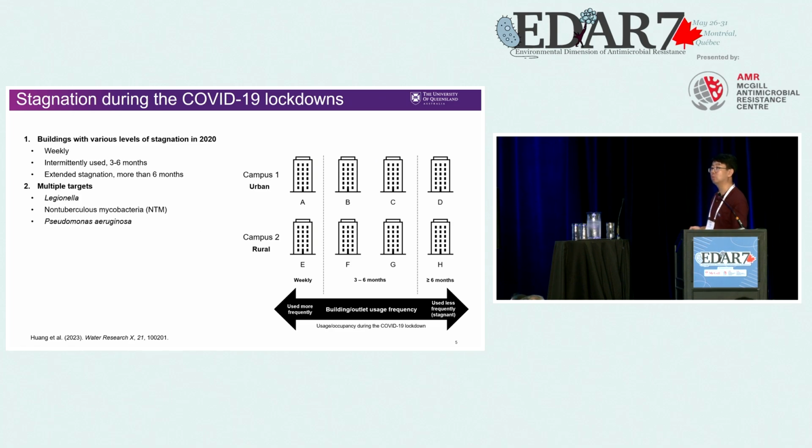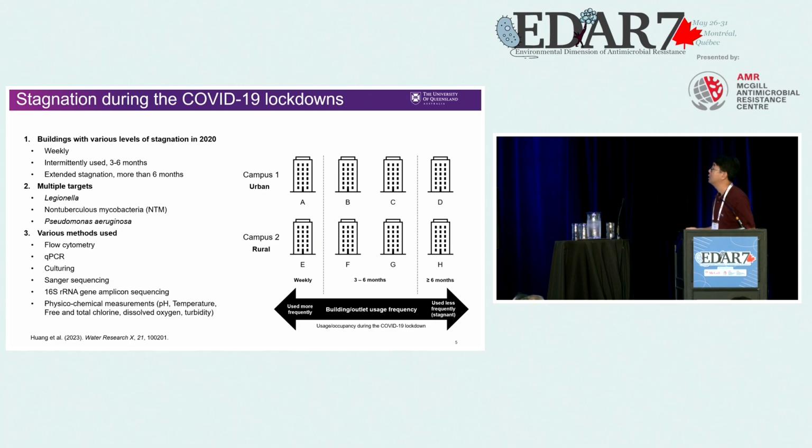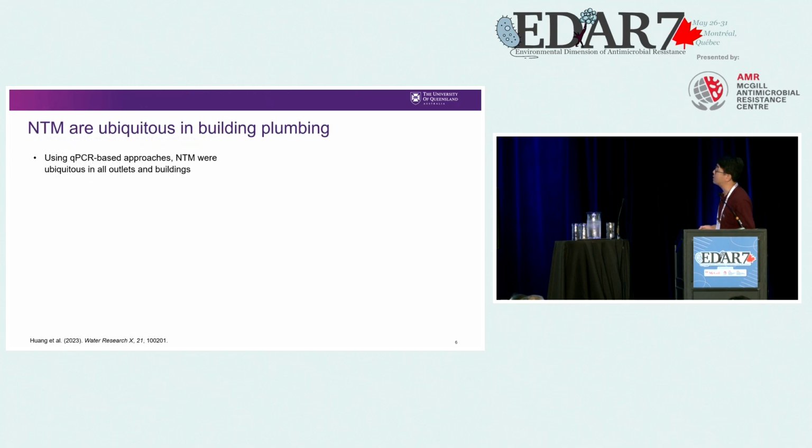So we tried to detect waterborne pathogens, including Legionella, NTM, and Pseudomonas aeruginosa PA01. We used multiple methods, including flow cytometry, qPCR, and culture-dependent methods, plus sequencing to confirm which bacteria we have in such a system. Okay, let's have a look at the results.